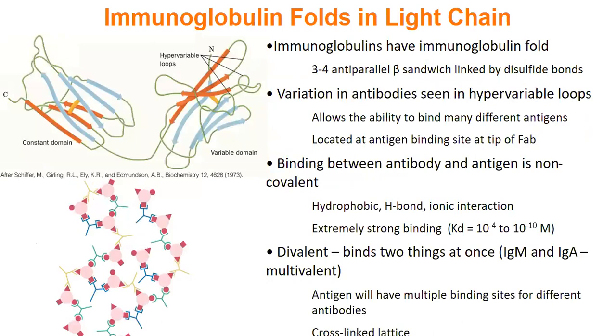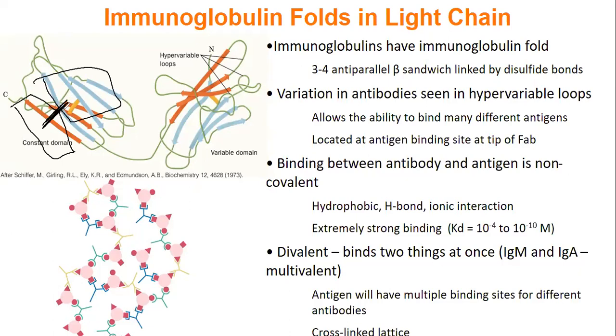Now, when we look at the secondary and tertiary structure of our antibodies, we see that our antibodies have a fold called the immunoglobulin fold. All of our antibodies have this, right? We have 3 to 4 anti-parallel beta sheets in a sandwich. It's hard to see in 2D. What they're talking about, like a sandwich, is that the blue part is one piece of the bread, the red part is the other piece of the bread, and they're held together by a disulfide bond.